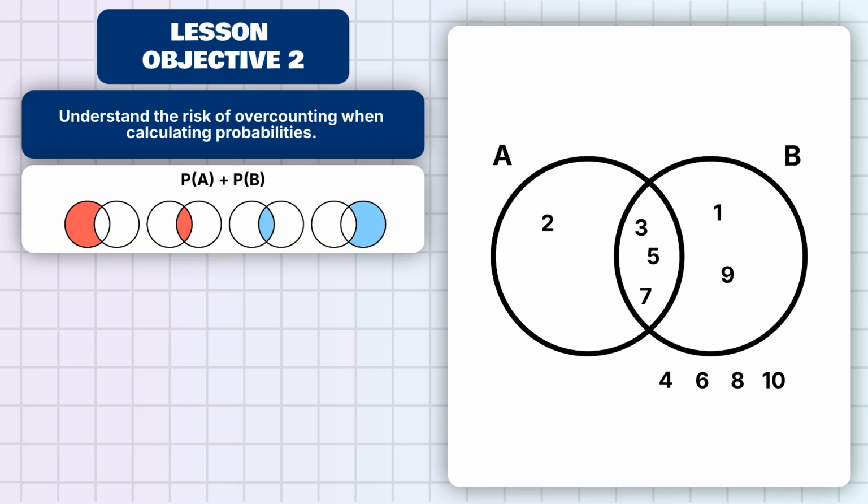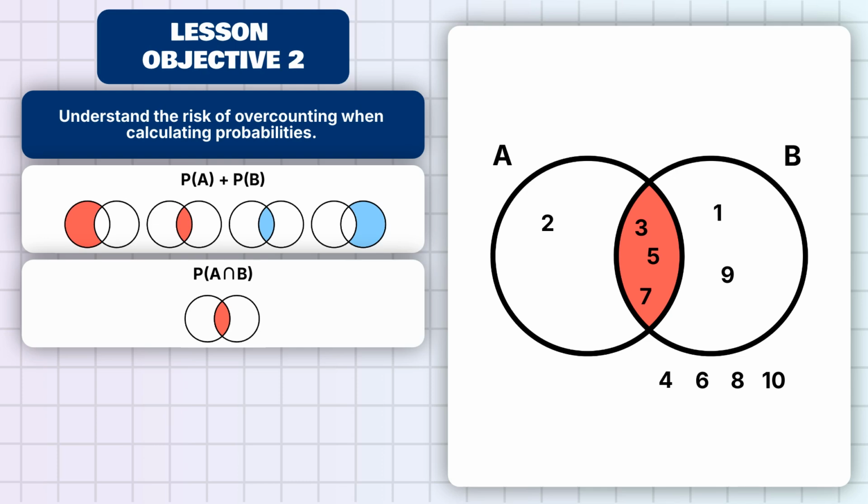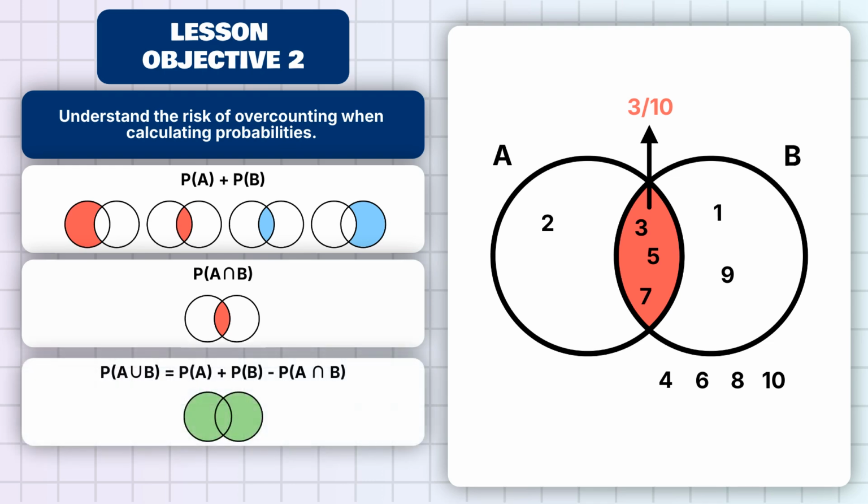To correct this overcounting, we need to subtract the probability of the intersection of A and B. This intersection is written as P(A and B). Since it includes the numbers 3, 5, and 7, then P(A and B) equals 3/10. So the correct formula is: the probability of event A or B is equal to the probability of event A plus the probability of event B minus the intersection, which we now know is the probability of A and B.